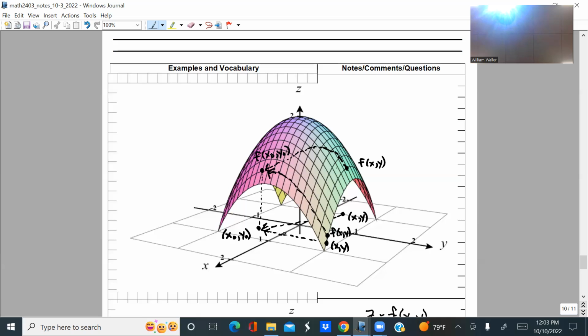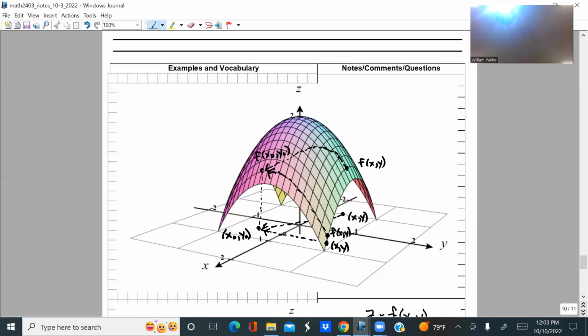So that's f of x sub 0, y sub 0, right here. And I want to know, is this function continuous at that point? Does it look like it's continuous? Do you see any breaks there in the surface at that point? No, I don't. So I think it's continuous right there. Visually, it certainly looks continuous. It doesn't look like there's any hole there in the surface at that point.